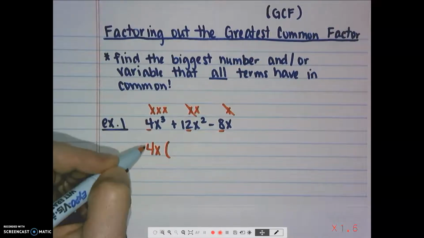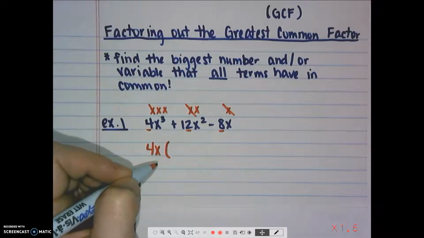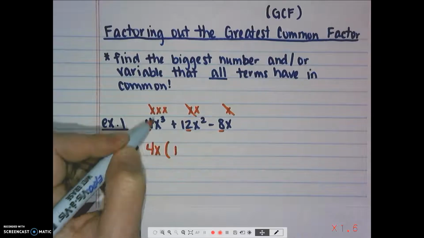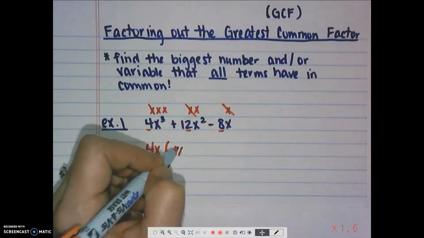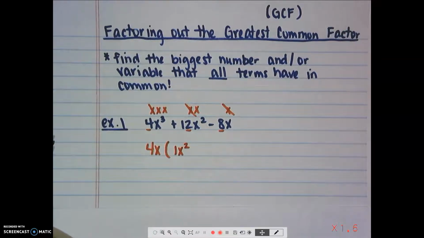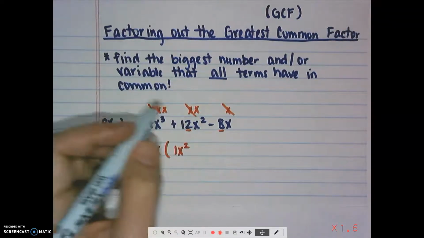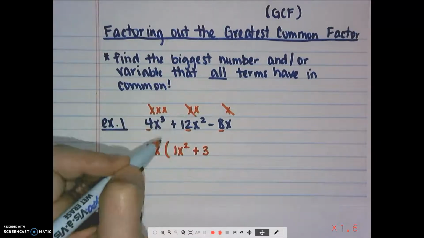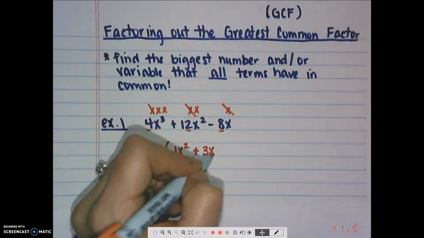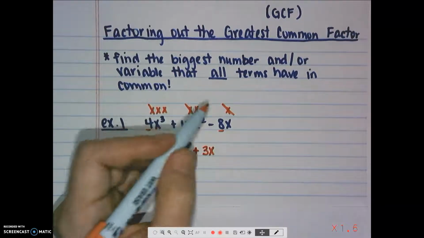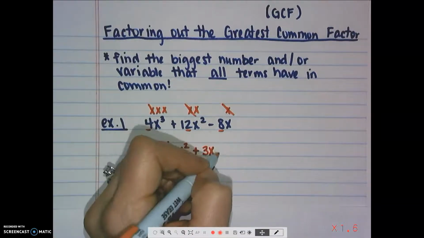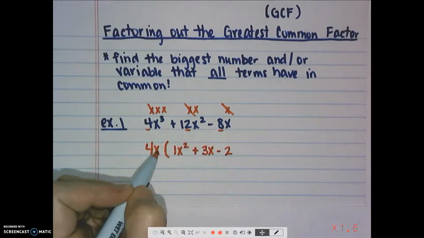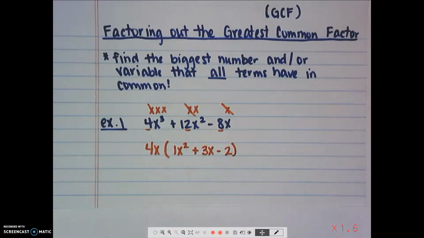So we had 4, we divide that by 4, we get 1. If we had x to the third and we got rid of an x, we still have 2 x's there, which we write as x squared because that's x times x. 12 divided by 4 gives us 3. We had 2 x's, we got rid of 1, which means we have 1x left. Negative 8 divided by 4 is a negative 2. We had 1x, we got rid of 1x, we don't have any x's left.